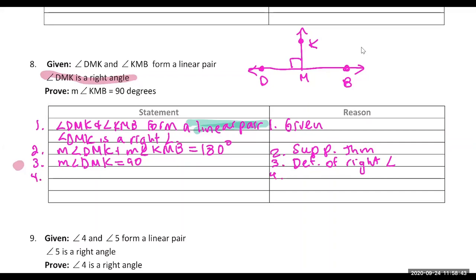Well, we have DMK in step 2, right here, we have DMK here, and we have DMK here. Okay, so DMK is 90, so I'm going to plug 90 in, and I think you guys can do the rest, right? So we did the substitution property here, and step 5 would be, I now know measure of angle KMB equals 90 degrees. Step 5 is, yep, subtraction property of equality.